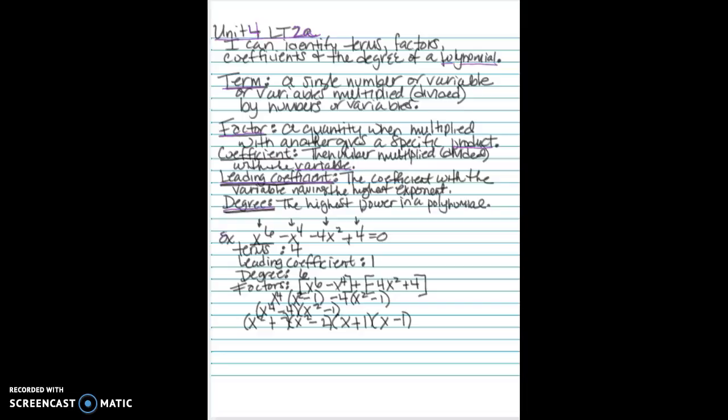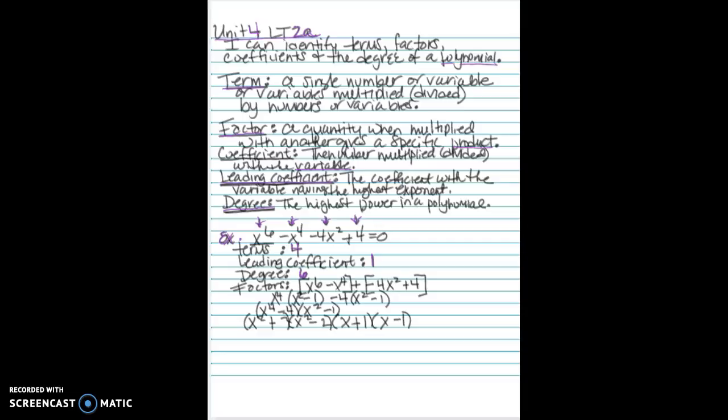Our first example, we have x to the 6th minus x to the 4th minus 4x squared plus 4 equals 0. We have 4 terms: 1, 2, 3, 4. The leading coefficient is 1 because the coefficient of the x to the 6th power is 1. The degree is 6 because the highest power is a 6.